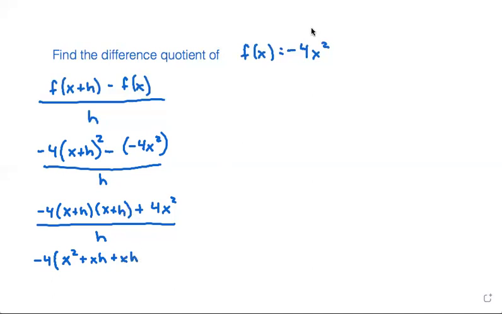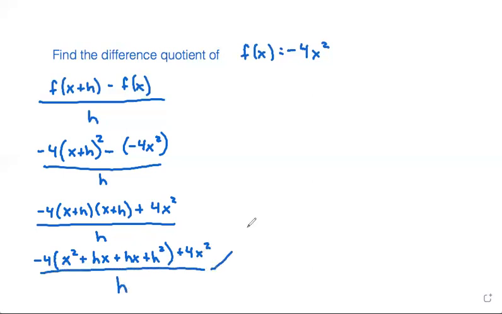And actually, let me write those as hx's because you usually write the coefficient first and then the x next, the variable second. And then h times h is h squared. Then I'll bring down the plus 4x squared all over h.